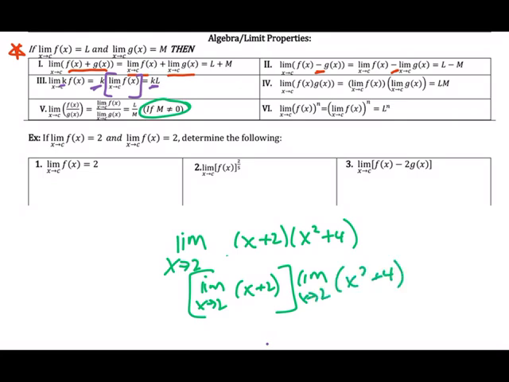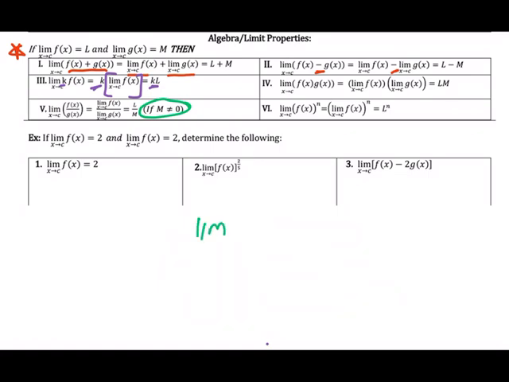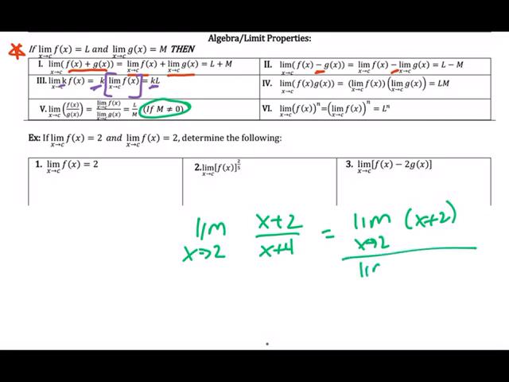Or similarly with division, if I was dividing the limit as x approaches 2 of x plus 2 over x plus 4, I could split this into two limits, the limit as x approaches 2 of x plus 2 divided by the limit as x approaches 2 of x plus 4. And those properties allow us to go back and forth in those two ways to help us simplify a limit that may otherwise be a little bit more strenuous.